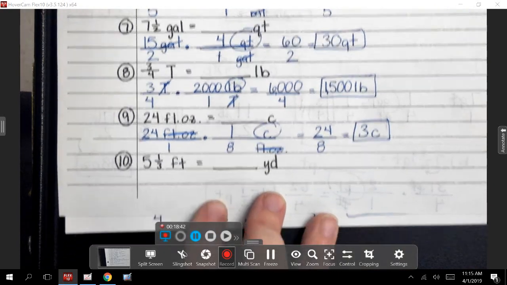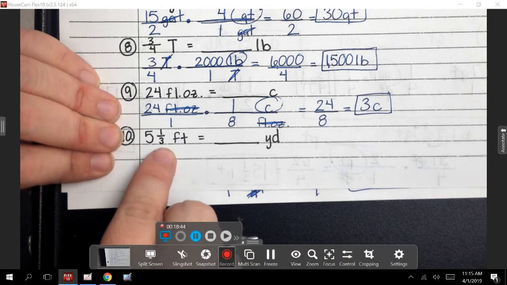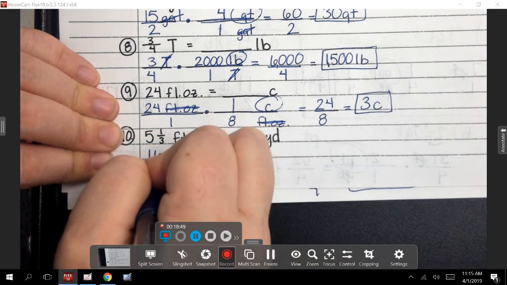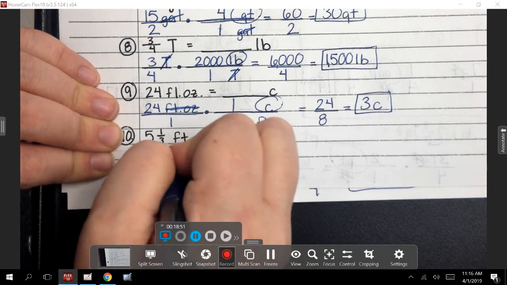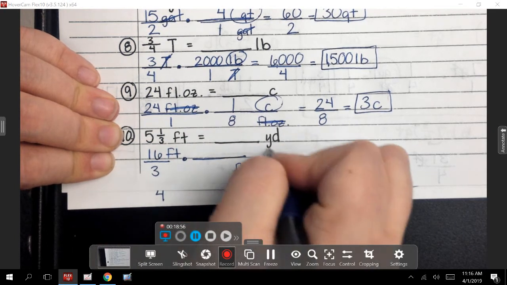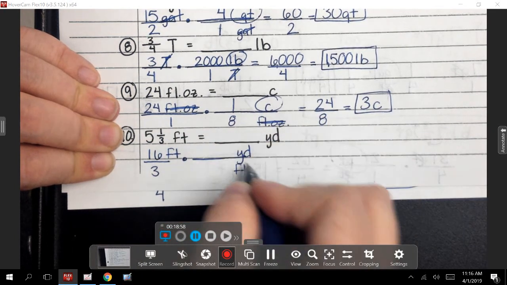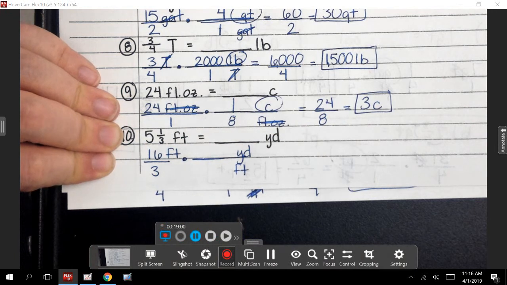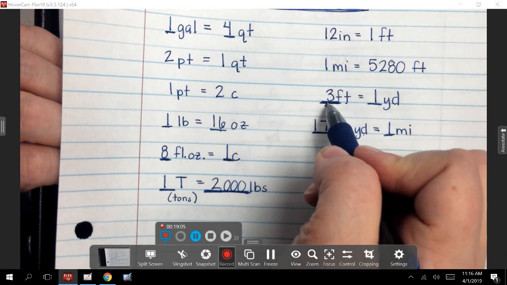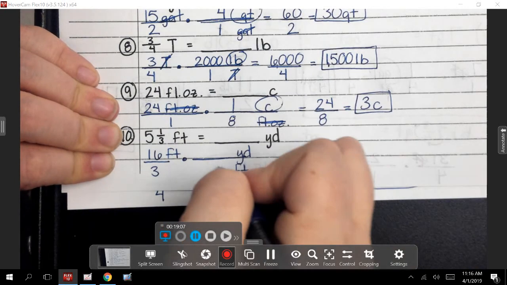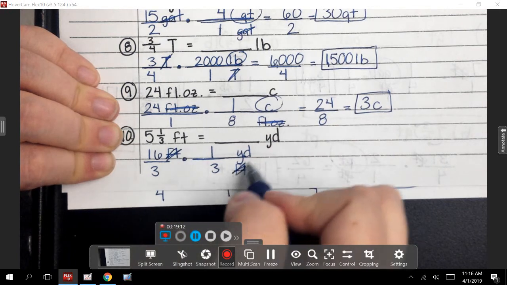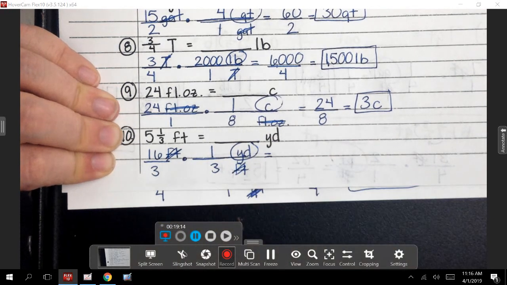Okay. The very last one, 5 times 3 is 15 plus 1 gives me 16 over 3, keeping the 3 on the bottom. My measurement stays on the top. If feet are on the top, feet go on the bottom, and my yards, which I want to get, goes on the top. Okay. Feet and yards, it tells me right here 3 feet equals 1 yard, so I'm going to put 3 by feet, 1 by yards. So 3 by feet, 1 by yards. My feet go away, circling my yards because that's what I want in my answer.